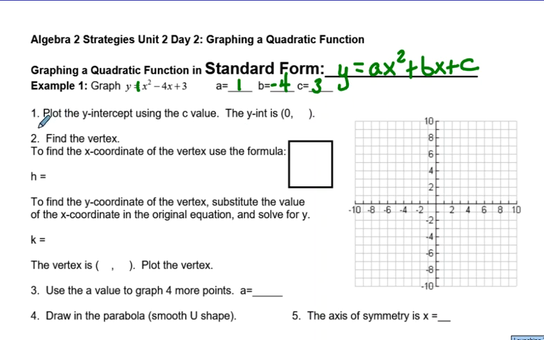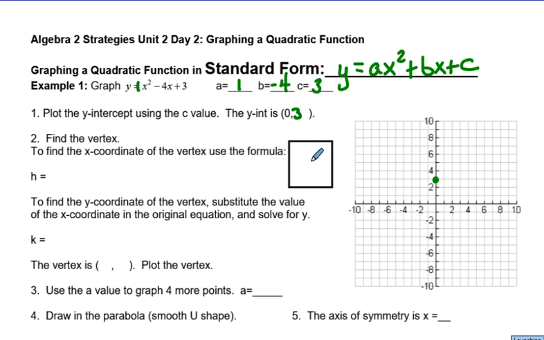So the first thing you can plot on your graph is the y-intercept, because if I put 0 in for my x's, I'm going to get 0 here and 0 here. So this last number is going to be my y-intercept, so 0, 3. So that's not the vertex, but that is where your graph crosses the y-axis.